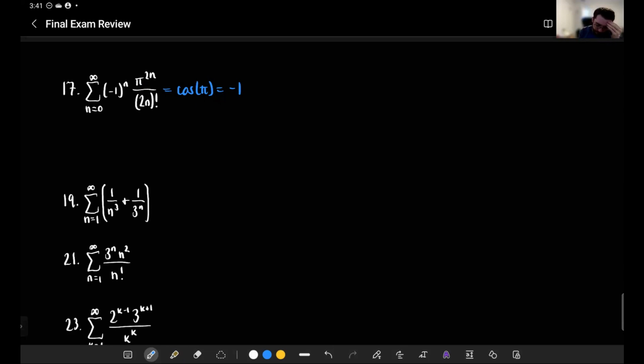But you really only know that if you know the Maclaurin series for cosine. The Taylor series about x equals 0 for cosine looks like this. It's x to the 2n over 2n factorial. So the only difference between these guys is, I have a pi thrown in for the x.